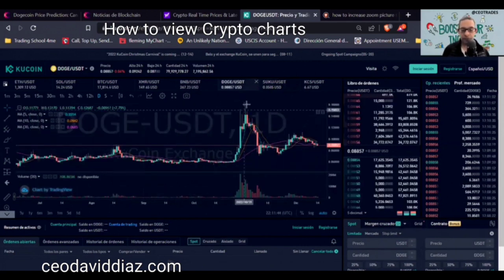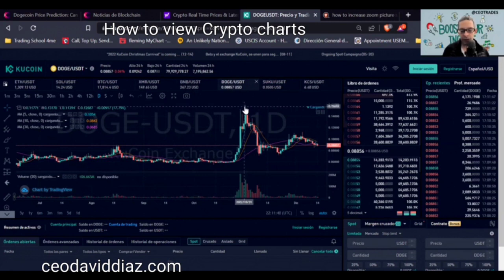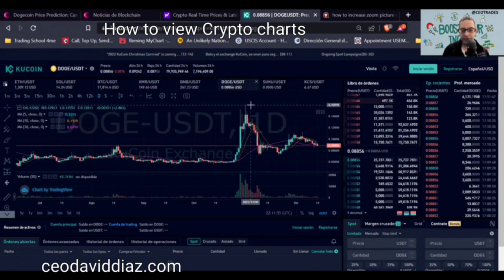Doge, which was talked about by Elon Musk almost 2 months ago, a month and a half ago, went up to 15 cents. Now it's down to 8 cents and change. Will it continue to go downward? Will it go back up?